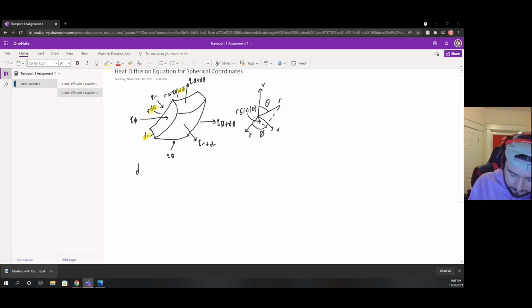So now we're going to define the volume of this figure. So our differential volume is going to equal our dr times our r d theta times our r sine theta d phi.